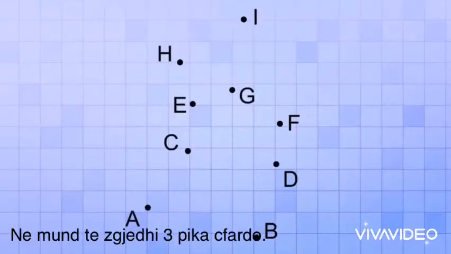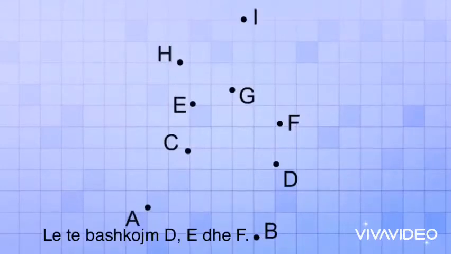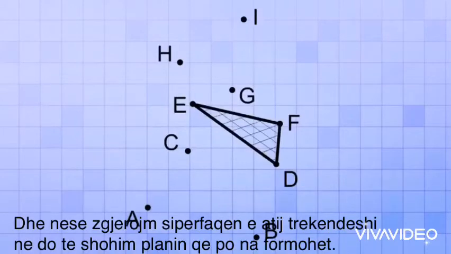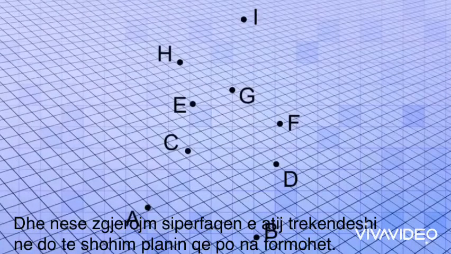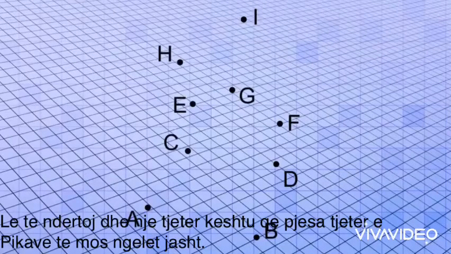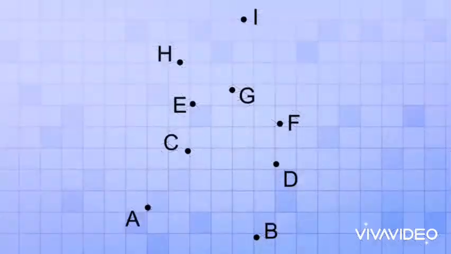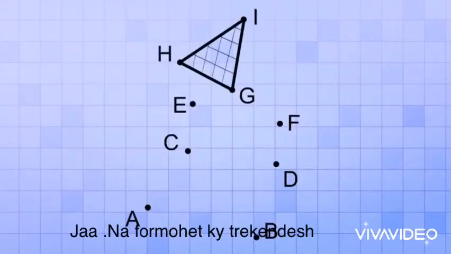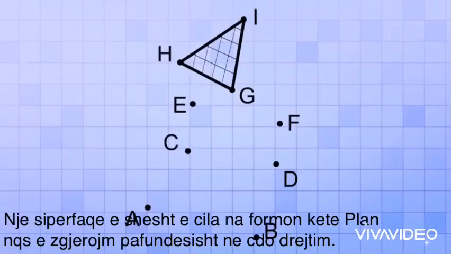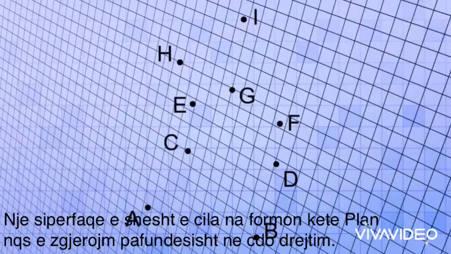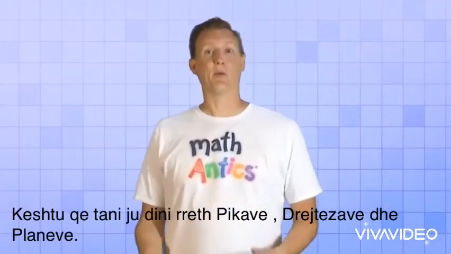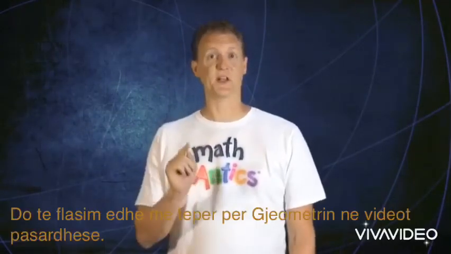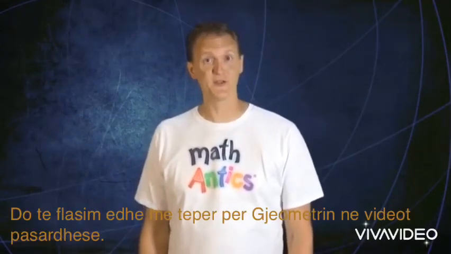We can choose any 3 points that we want to. Let's join D, E, and F. Now we can see the triangle they form, and if we extend that flat triangle, we can see the plane that it defines. Let's try one more so the rest of the points don't feel left out. Let's join G, H, and I. There. Now they form this triangle, a flat surface that forms this plane if we extend it in every direction. So now you know about planes, lines, and points, 3 basic elements of geometry. There's a lot more geometry ahead in upcoming videos, so stay tuned.